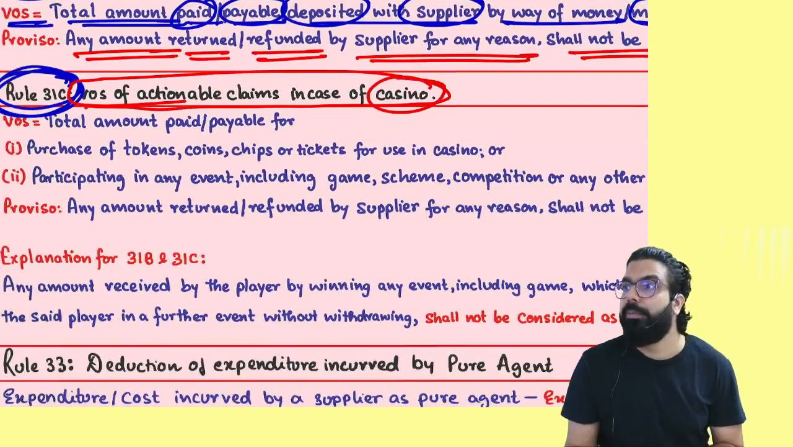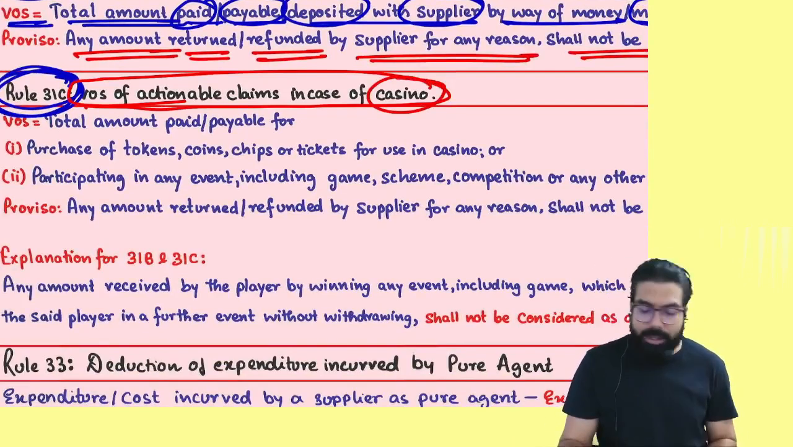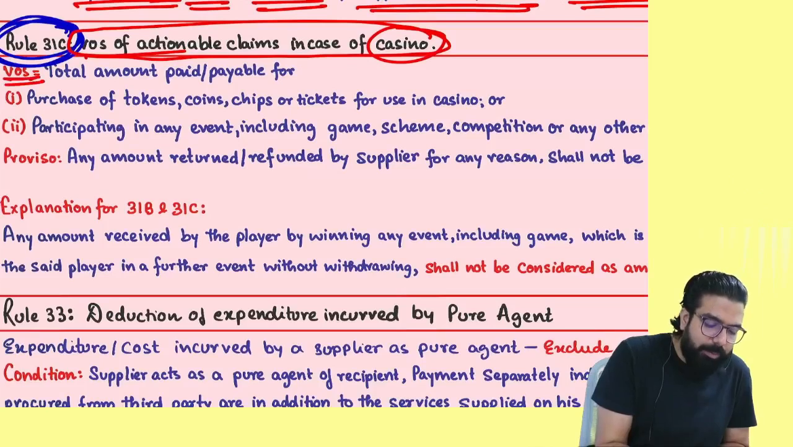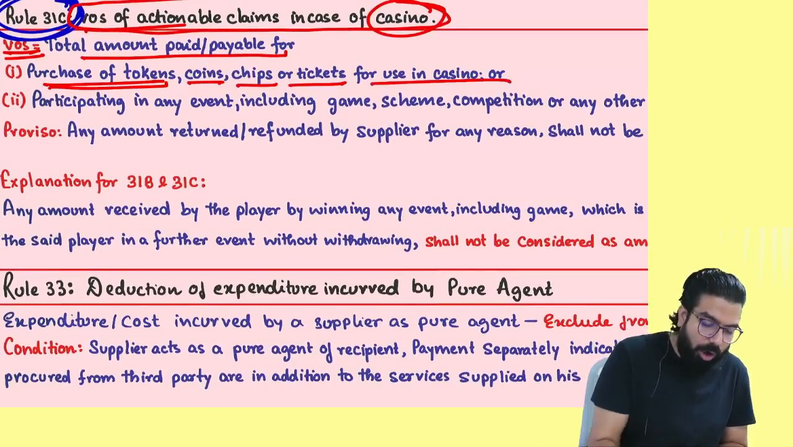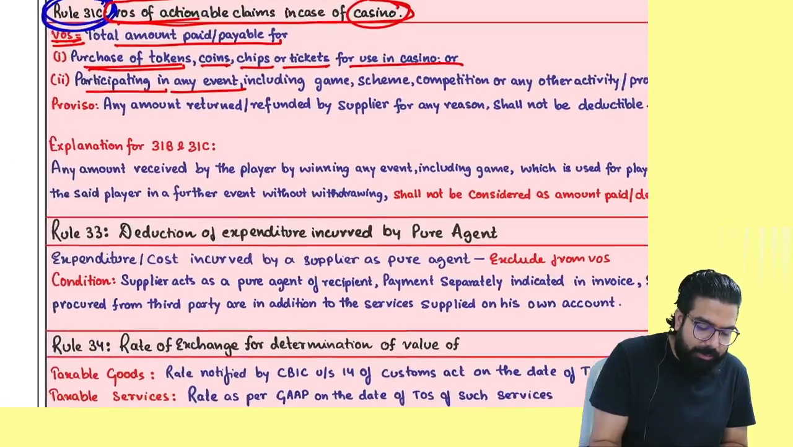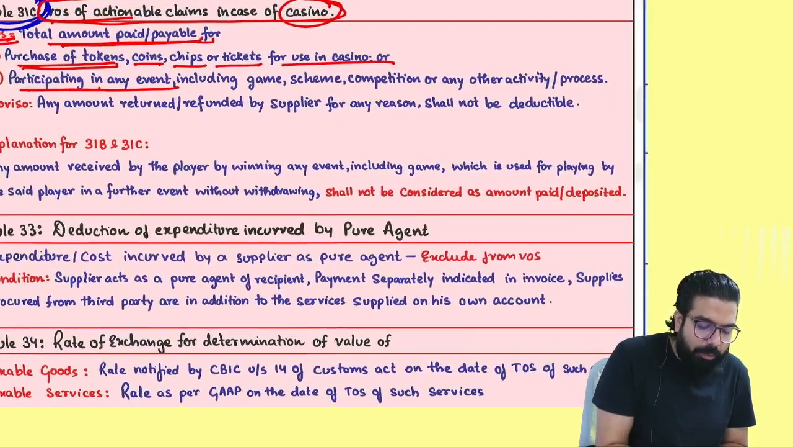Next. Value of supply of actionable claim in casinos. People, you know casino? Again, they provide betting. Here they have gone ahead and told value of supply will be total amount paid or payable for the purchase of what? Token, coin, chips or ticket for use in the casino or participating in any event, whatever amount you have paid for participating in any event including game, scheme, competition or any other activity.